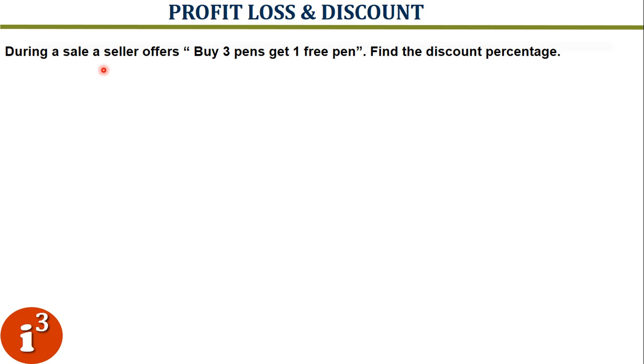During a sale, a seller offers buy 3 pens get 1 free. Find the discount percentage. It's a very common question, you know, like buy 5 get 2, buy 10 get 3. Many things come like this. So how do you calculate the discount percentage?